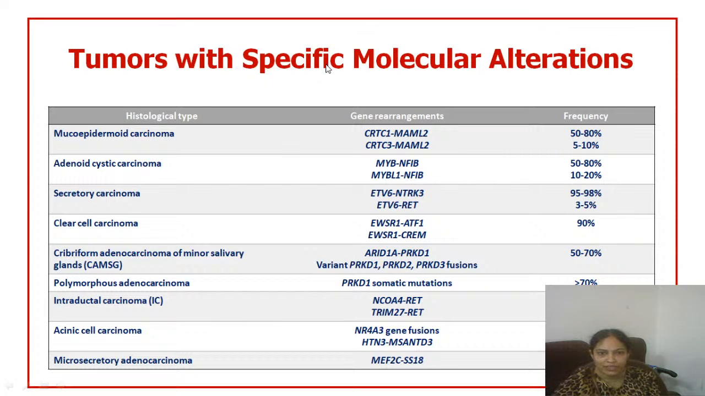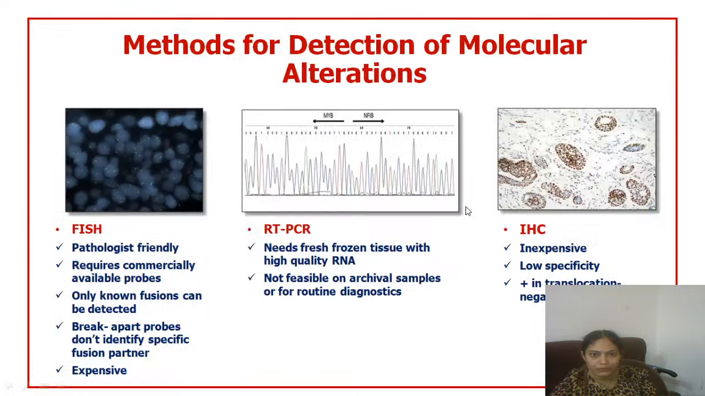As I mentioned, now we have specific molecular alterations. So in each of these tumors, like mucoepidermoid carcinoma, you have a specific fusion gene, and if you are able to identify this fusion gene, that would make the diagnosis for you.